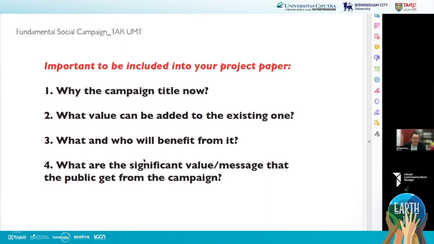So in your social campaign, if you have something like what we have here, this is what the benefit is all about. It is a magnet to people to join your cause, okay? And then item number 4, this is very, very important. You have got to identify and explain clearly what is the significant value or the message that the public can get from your campaign.